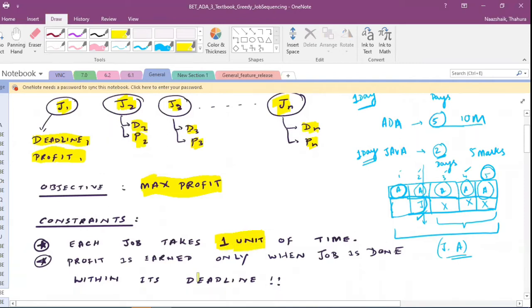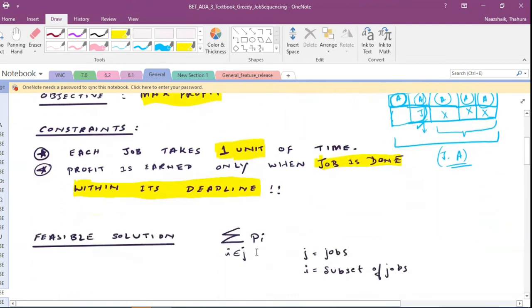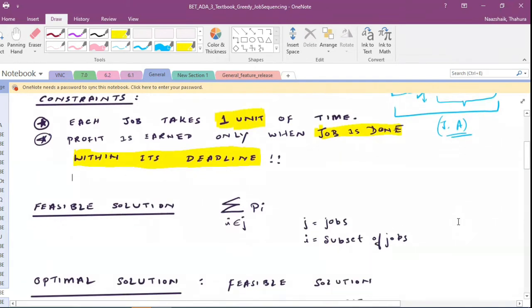Secondly, you will get profit only if the job is done before or on the day of the deadline, that is, within its deadline. If you pick up a job and do it later than the deadline, you will not get any profit. These two are the constraints. So now let's look at what the solution for this is.